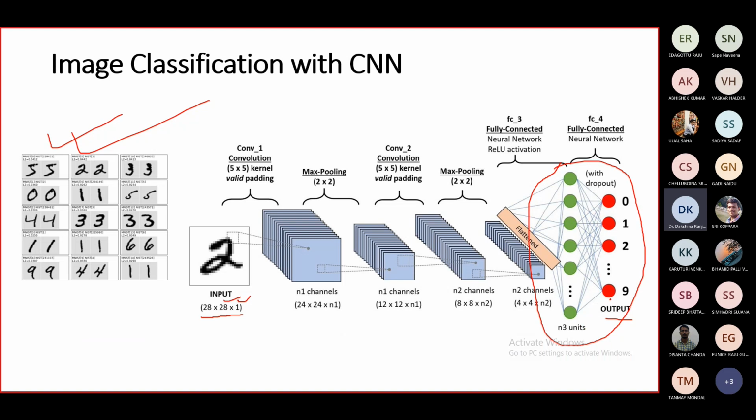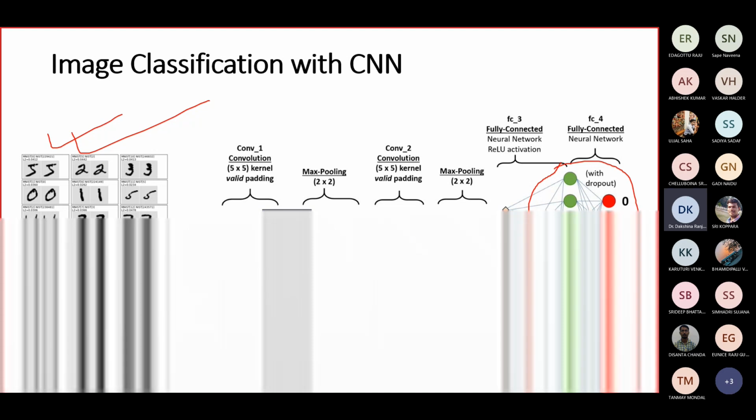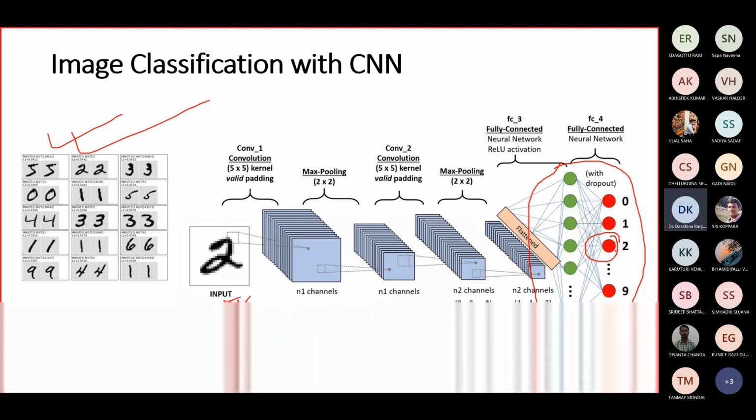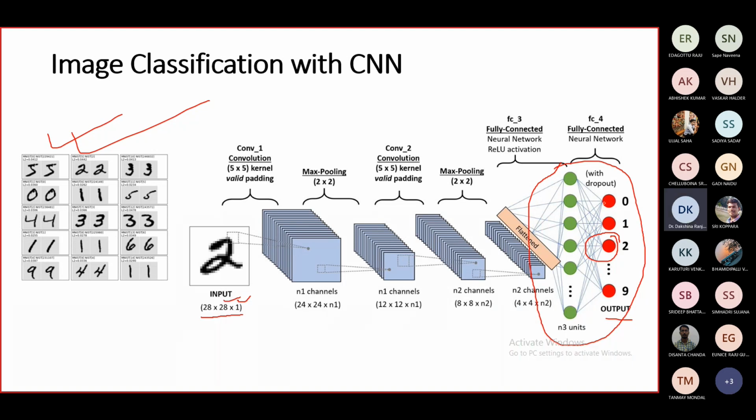Okay, that means there will be 10 different neurons in the output layer, and for 10 different neurons, we will have 10 different probability values. So each neuron will generate a probability. Since we are providing the image of handwritten digit 2, this neuron will generate the highest probability compared to the other neurons in the output layer.